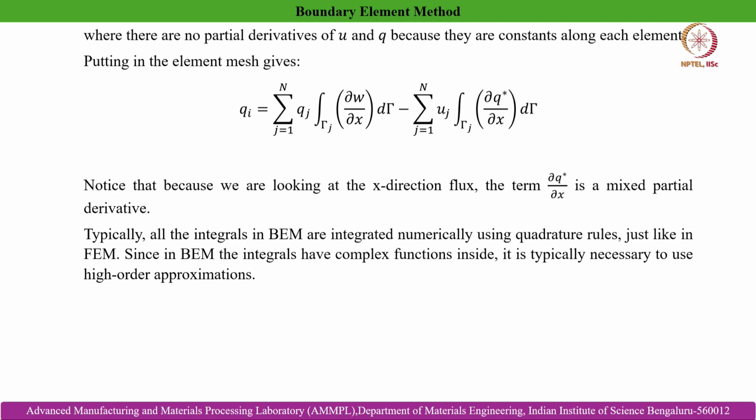So, putting in the element mesh we can find q_i = summation over j = 1 to n of q_j integration over tau_j of del w del x d tau minus summation over j = 1 to n of u_j integration over tau_j of del q asterisk del x d tau. Notice that because we are looking at the x direction flux, the term del q asterisk del x is a mixed partial derivative. Typically all the integrals in BEM are integrated numerically using quadrature rules, just like in the finite element method. Since in BEM the integrals have complex functions inside, it is typically necessary to use higher order approximations.